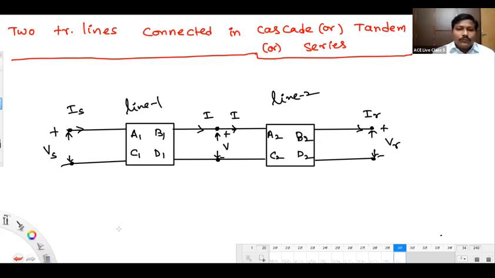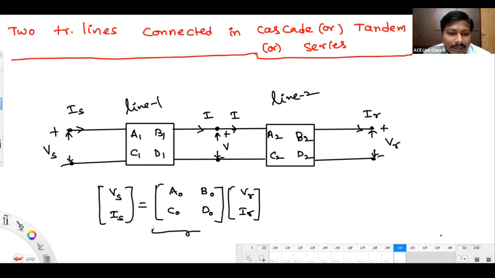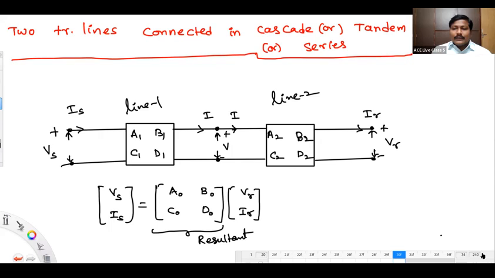Next, let's move. I have to get the resultant ABCD of this cascade connection. In the sense, our aim is to get the sending end voltage and current, VS and IS, in terms of VR and IR, by taking the resultant ABCD of the two lines in cascade. These are the resultant ABCD: A0, B0, C0, D0.